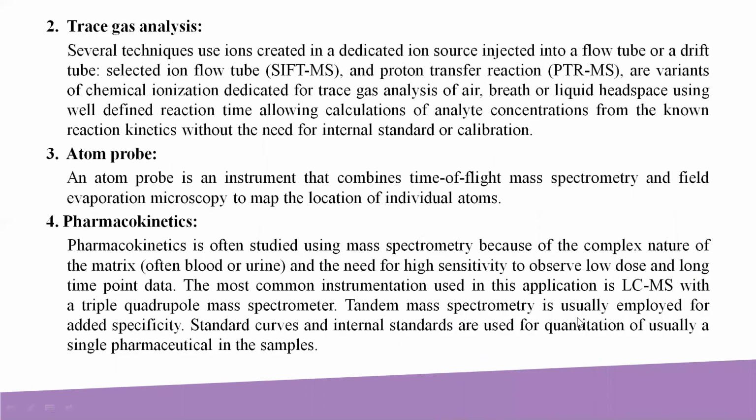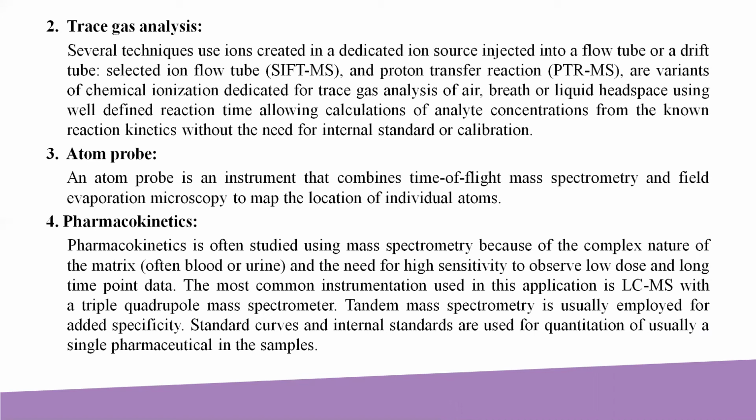Next is trace gas analysis. Several techniques use ions created in a dedicated ion source injected into a flow tube or a drift tube. Selected ion flow tubes and proton transfer reaction are variants of chemical ionization dedicated for trace gas analysis of air, breath, or liquid headspace using well-defined reaction time, allowing calculations of analyte concentration from the known reaction kinetics without the need for internal standard or calibration.